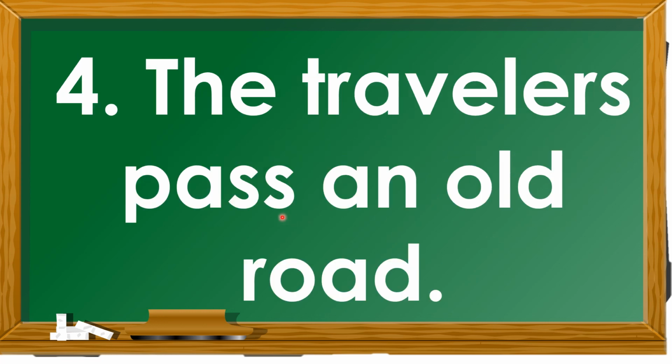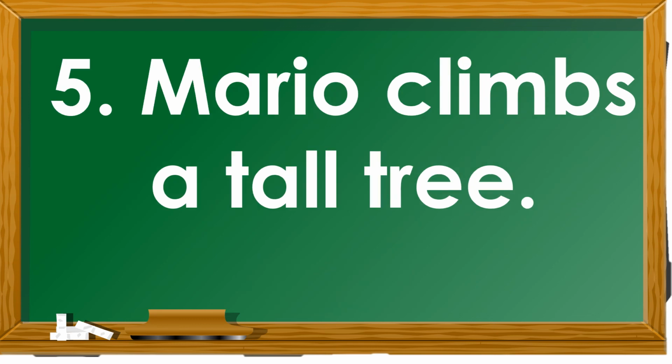The travelers pass an old road. The adjective is, of course, old. And the noun is road. So, matanda na daw yung tulay o matagal na. Okay? Mario climbs a tall tree. The adjective here is tall and the noun is the tree. So, mataas daw yung puno. Okay? So, those are example of adjectives.